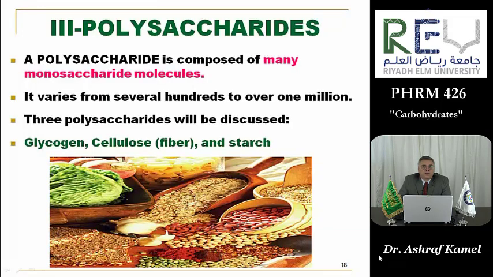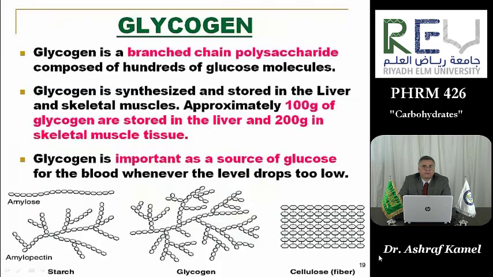Polysaccharides. A polysaccharide is composed of many monosaccharide molecules. It varies from several hundreds to over 1 million. 3 polysaccharides will be considered in this presentation: glycogen, cellulose, and starch. First, glycogen is a branched-chain polysaccharide composed of hundreds of glucose molecules.